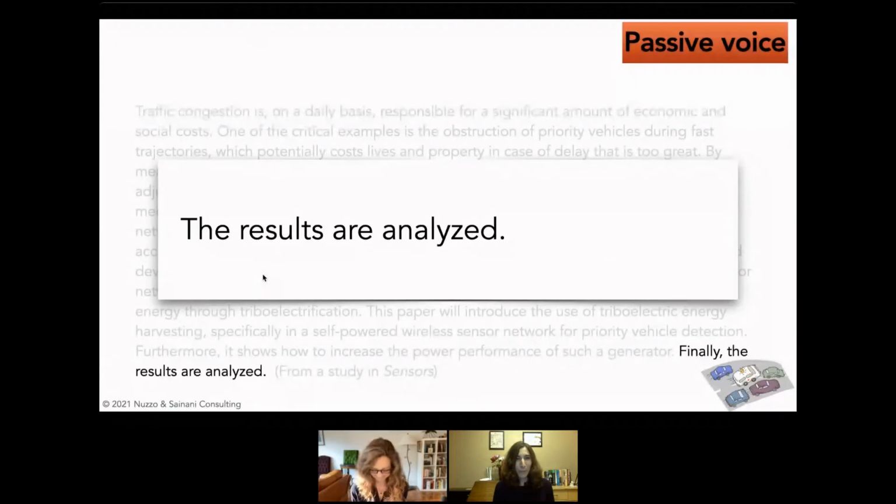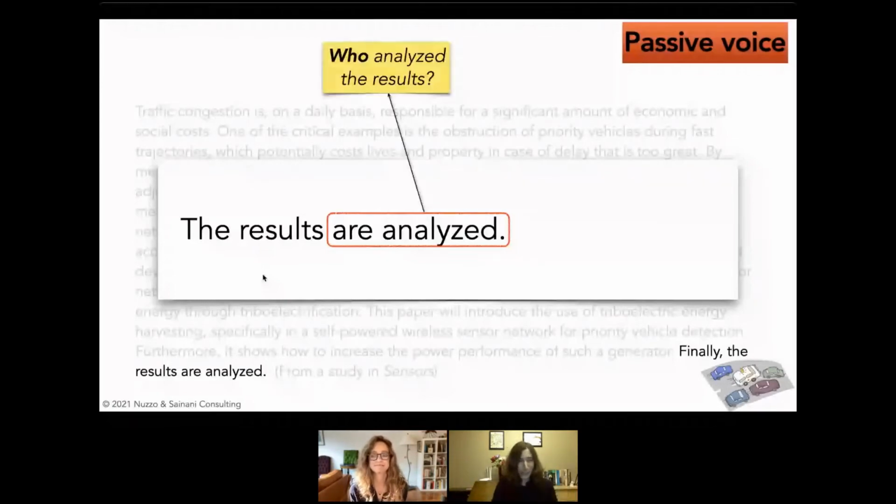I see this one a lot in the writing, and I feel like this is every researcher's dream, right? The data are analyzed. They just magically analyze themselves. You don't need a statistician. You don't need to code in R, right? Wouldn't that be great if the data just analyzed themselves?